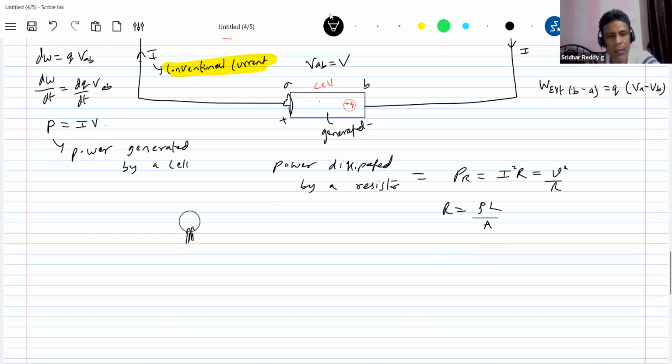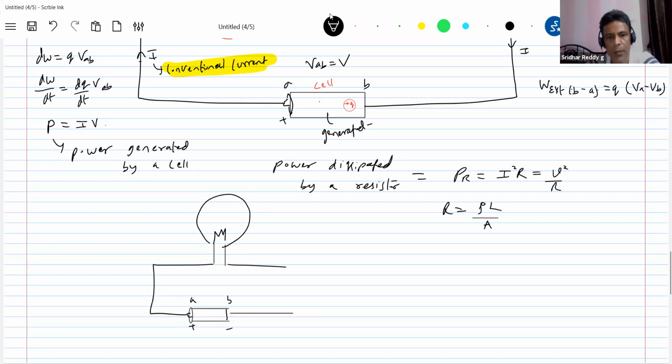This is a bulb, no? Inside the bulb there is a filament, and I'll connect it to a cell. The potential difference, let it be AB. Now the bulb starts glowing, and we get light. This particular thing is called the filament. R is the resistance of this filament, and I is the current. Now, who will supply energy to the bulb? This particular cell.